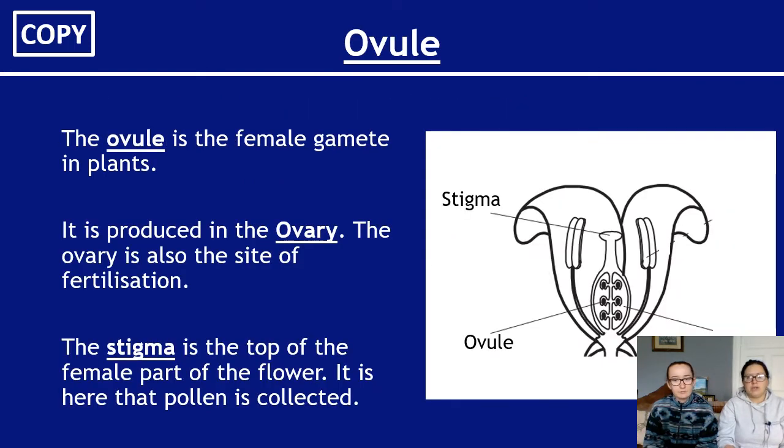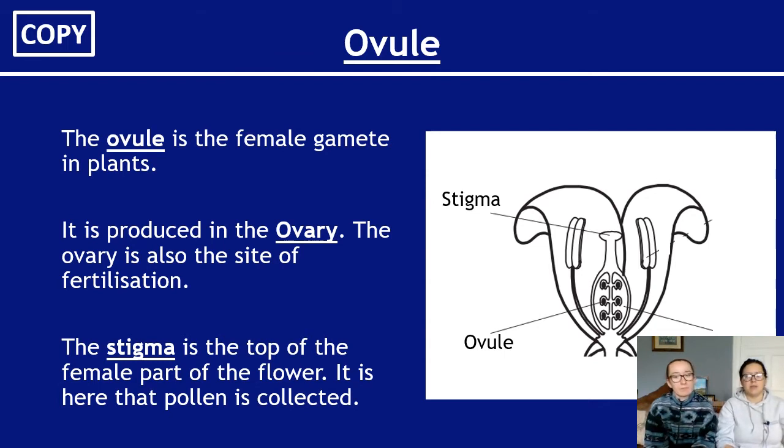Okay, the ovule is the female gamete that is inside plants. You can see it labelled there on the diagram. It is produced in the ovary. Now, it's the same as in animals, so just like in animals, we've got the female gamete being produced in the ovary, but in addition, the ovary also has an extra function which is different to animals. It is also the site of fertilisation. So where the male and female gamete are going to fuse, that is in the ovary.